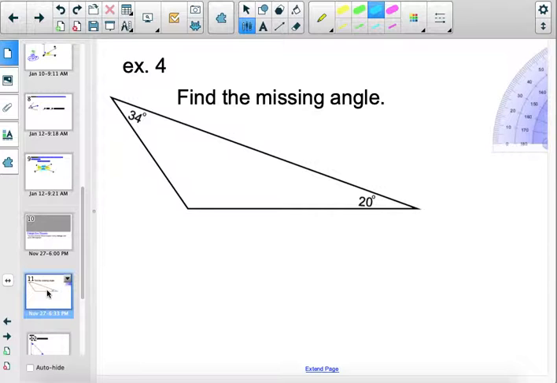Why can't it just be 180? No, they can't be 180 because 180 plus 20 plus 34 would be 234. A triangle has to be like a triangle.